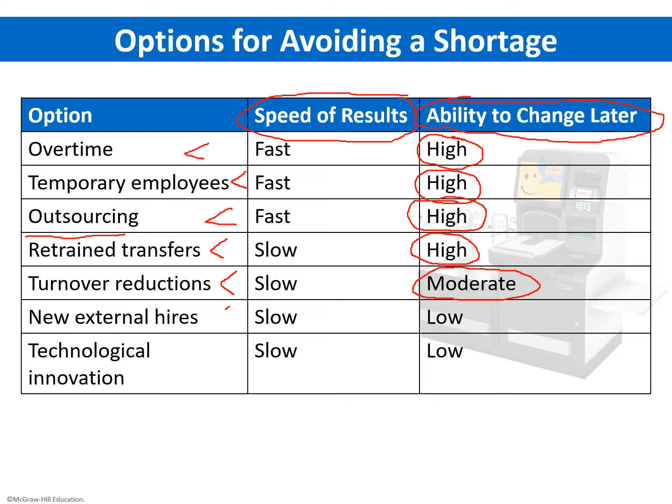We also can look at new external hires. Now, it takes a while to hire people. Our ability to change later is a little bit lower because we've now brought people into the organization. Or we can look at technological innovations. So some of the things we talked about, like automation and self-checkout systems and things like that. Our ability to change later with these is a little bit lower too because we've invested in the technology. We've brought it in-house. It's not like we can unpay for the technology, so to speak.